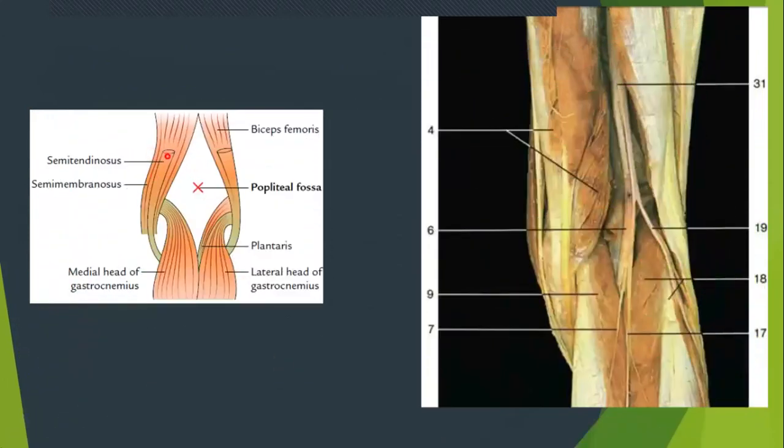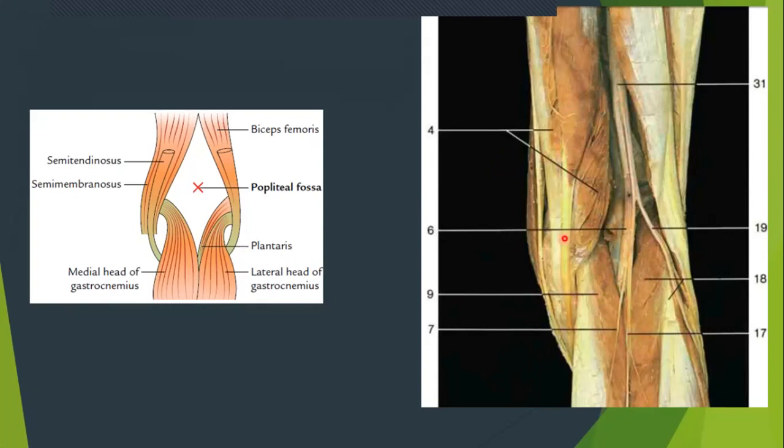So here we are. This is the superomedial border, formed by the semitendinosus and semimembranosus, superolateral, biceps femoris muscle, inferomedial, the medial head of gastrocnemius, and inferolateral, we have the lateral head of gastrocnemius and plantaris. As you can see, it is diamond shaped. This is the superior apex, inferior apex. These are the lateral angles. Now, here is the superomedial border, superolateral border, inferomedial border, inferolateral border.